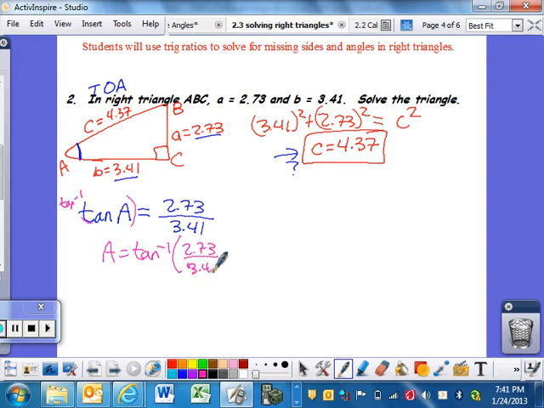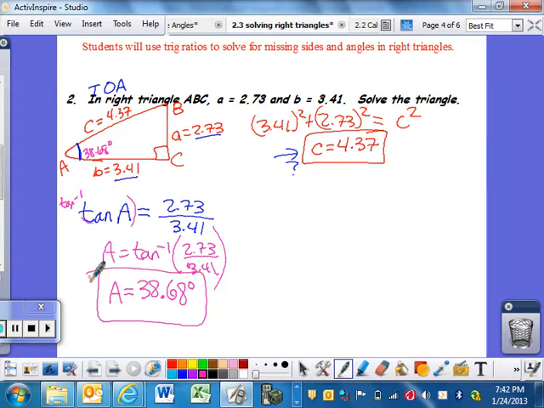So that goes back to the previous section. And tangent inverse of that, you can do that right on your calculator. So angle A equals 38 point, and I said round to the nearest hundredth, even for an angle. Okay? So angle A becomes 38.68 degrees. Now how do you find angle B?